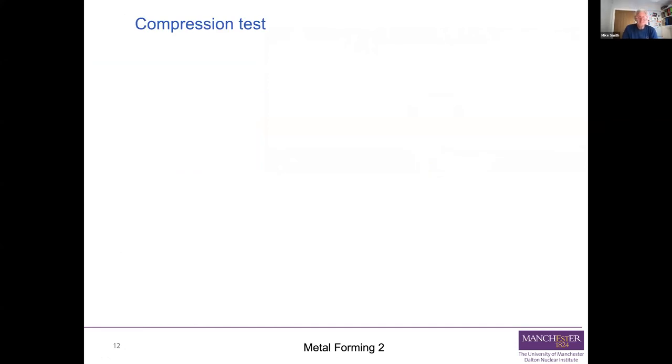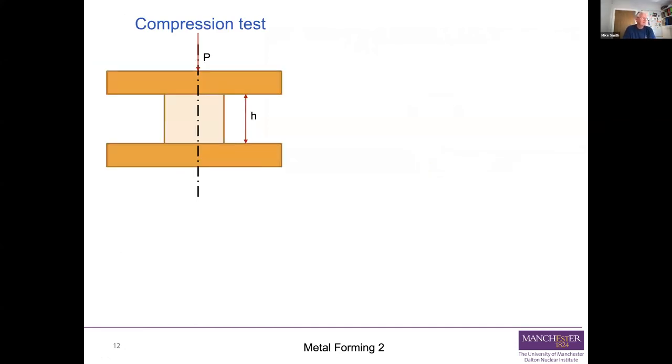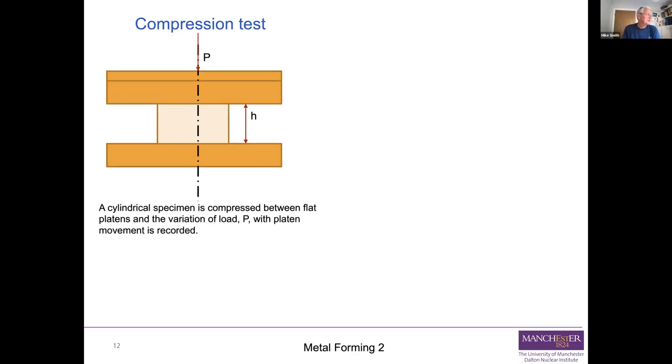The compression test, again, is a relatively simple thing. What you do is you take a short cylinder of the material of height H and you squash it between two large platens. You measure the load and you measure H, and you can use that to work out the stress and the strain. So there you are, you're squashing it down. And of course, because you're squashing it, it's expanding. It's the opposite of a tensile test. And the nice thing about this is there is no possibility of forming a neck, so you can go to very, very high strains.